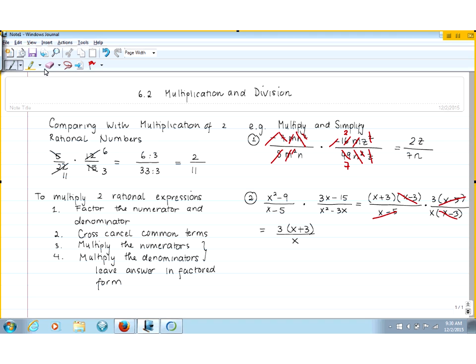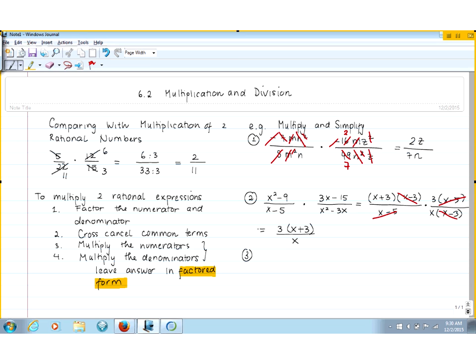Notice that I don't multiply the 3 out. So this is what I mean when I say leave my answer in factor form. So we don't multiply, this is 3x plus 9. We just leave them in factor form. Yeah, so we don't distribute the 3. Is it easy?